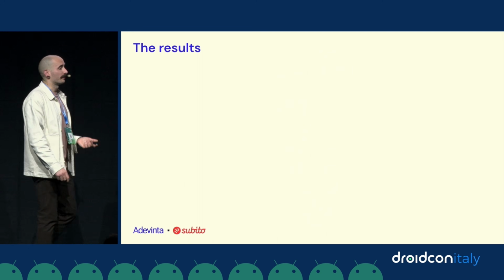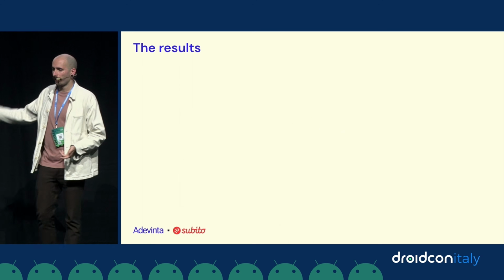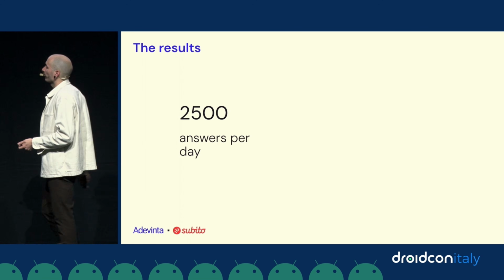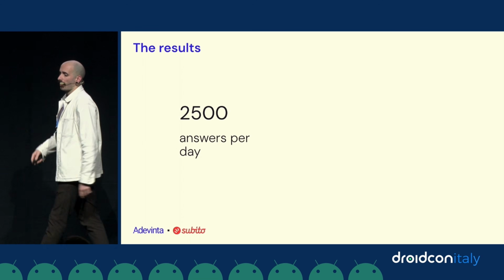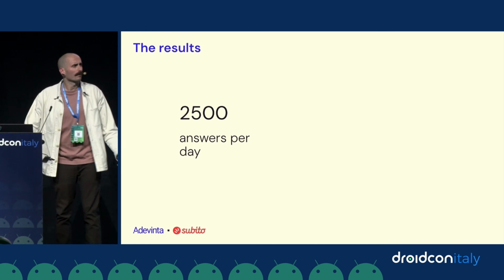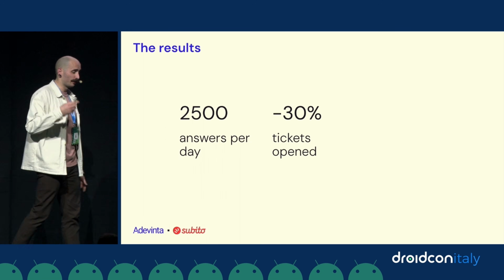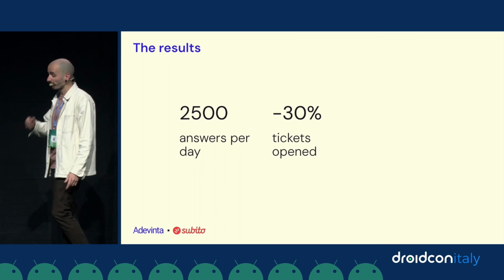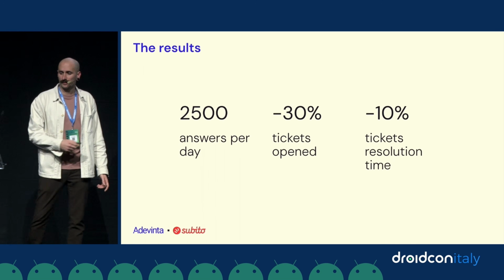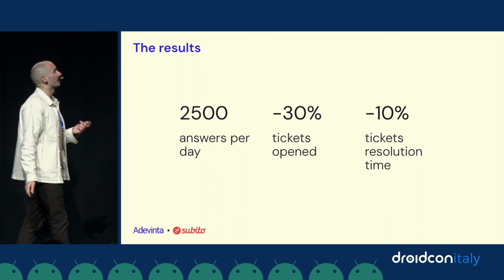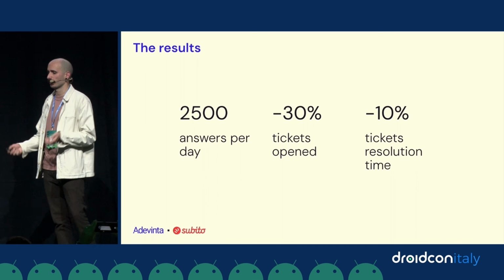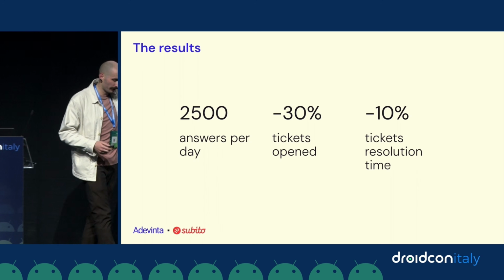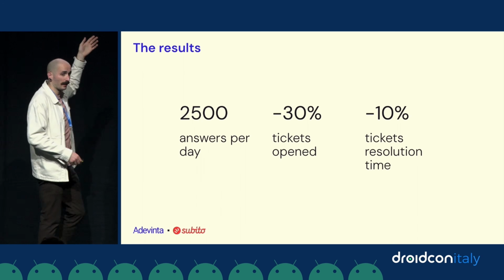So, what were the results at the end of it? Well, on average, Albus gives our users 2,500 answers per day, which is a lot. It helped us reduce the amount of transaction-related tickets by 30%, which is really a lot. And the remaining tickets took 10% less to be resolved by our customer support team, which, I must say, if you think about it in a money matter, is a lot.